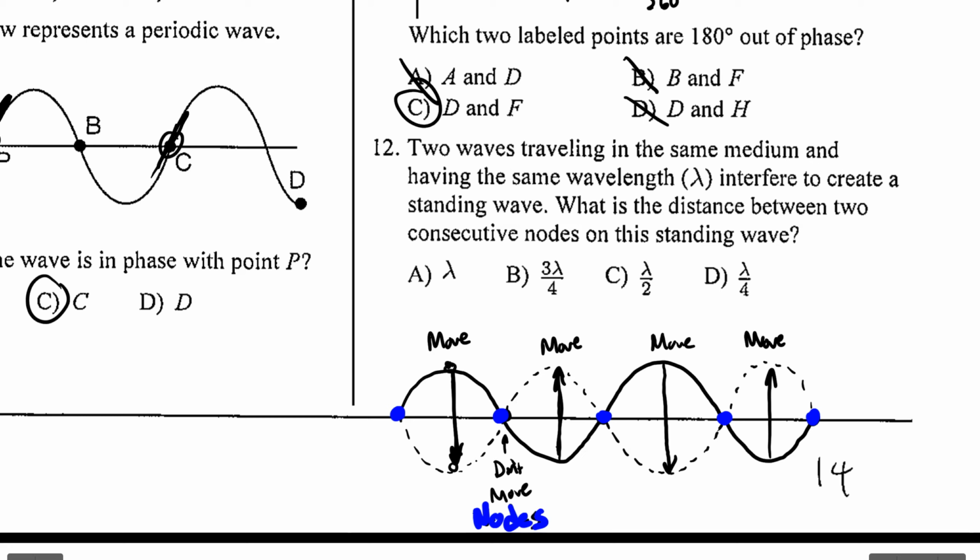The red points, they're moving a lot here. They're going back and forth. These points here are the opposite of no motion. They're anti-nodes. Anti-nodes move, nodes don't move. So what they're asking for is, what is the distance between two consecutive nodes on this standing wave? So here's a node, here's the next consecutive node. And what is the distance in terms of wavelengths?